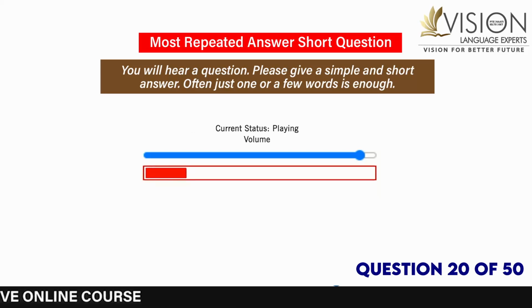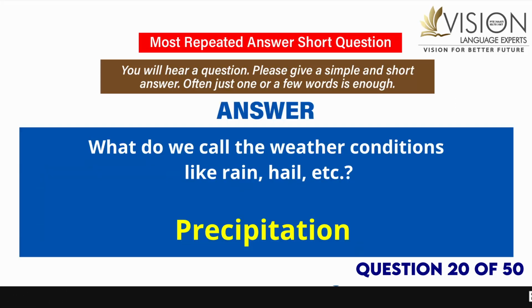What do we call the weather conditions like rain, hail, etc.? Precipitation.